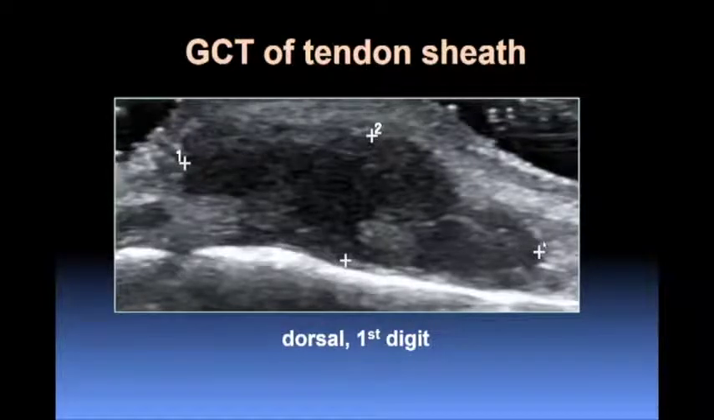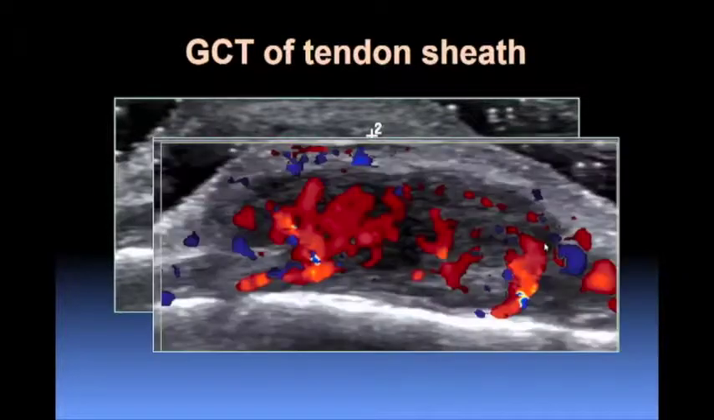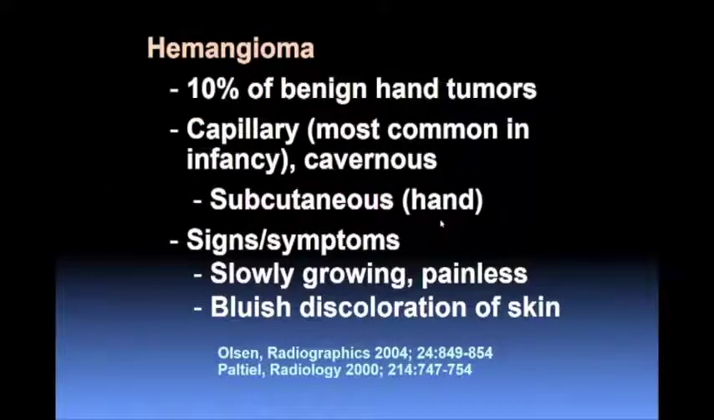It's on the dorsal side of the thumb. But you can get a pretty good idea of how to measure this, both in a longitudinal and transverse plane, and when you turn on color, lots of internal flow. So again, you know this is solid rather than cystic. And you can often turn into a transverse view and also see the tendon, which helps you localize it to the tendon sheath. So that's a really key feature that helps you figure out that this is a giant cell tumor.